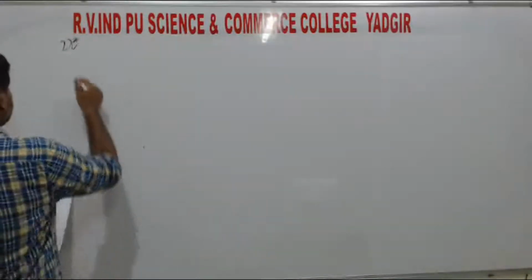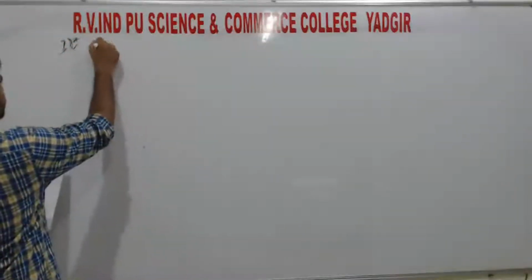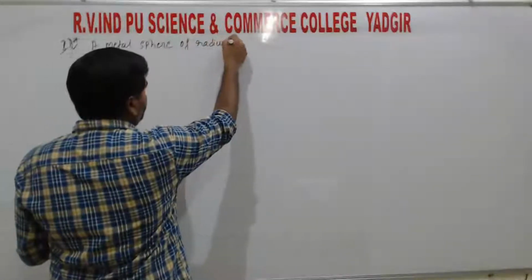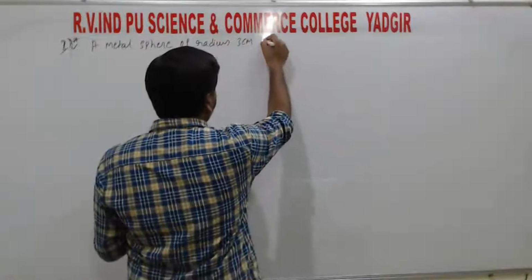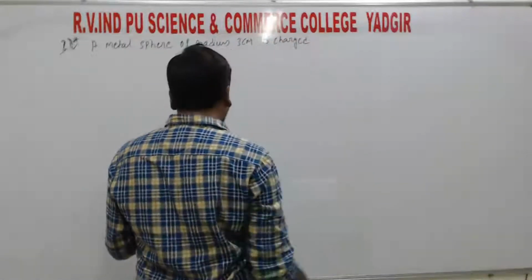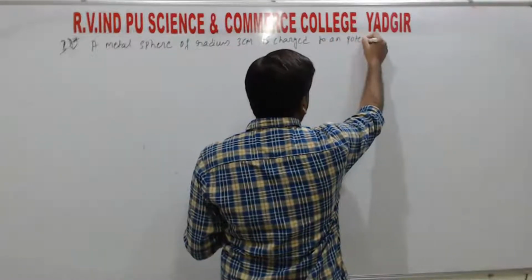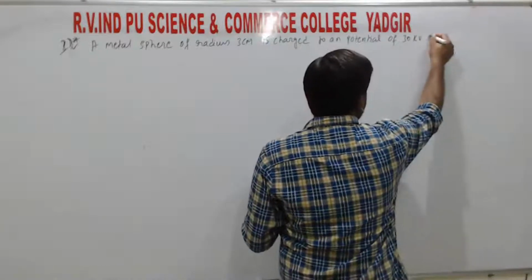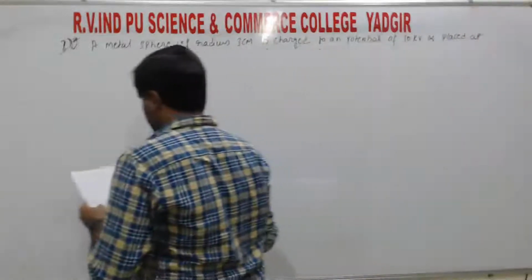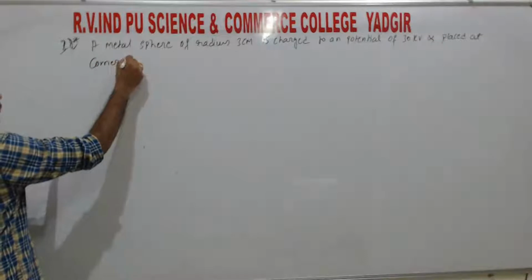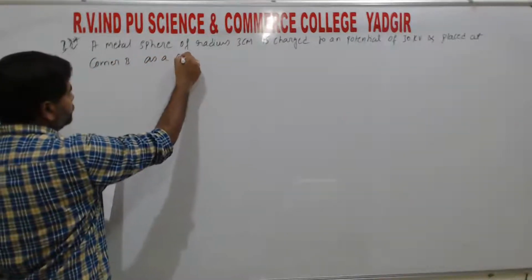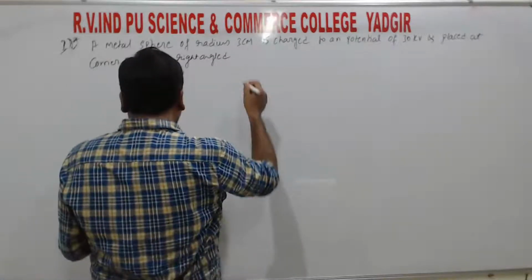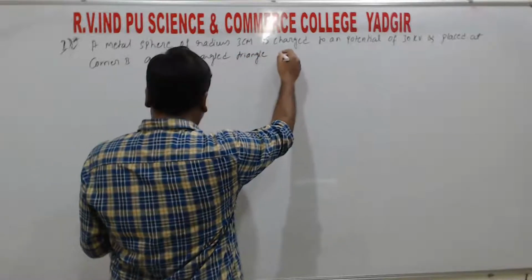Next, third problem. A metal sphere of radius 3 centimeter is charged to a potential of 30 kilovolt and placed at corner B of a right angle triangle ABC.